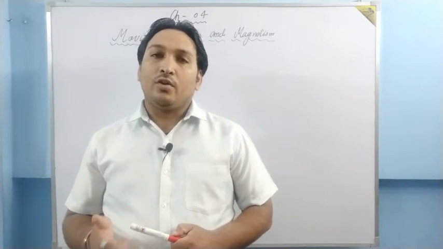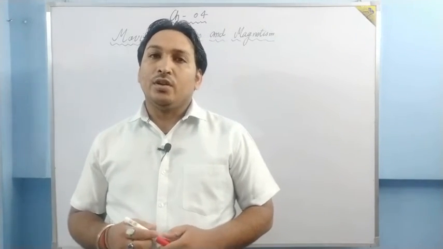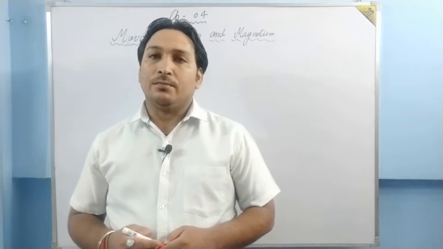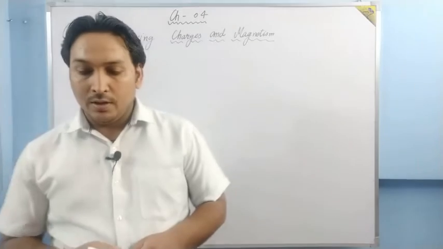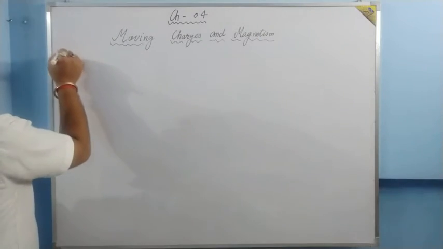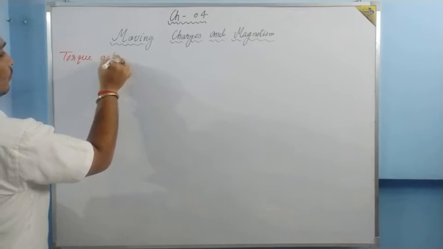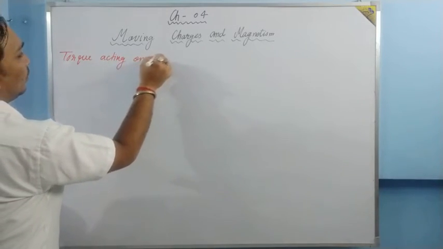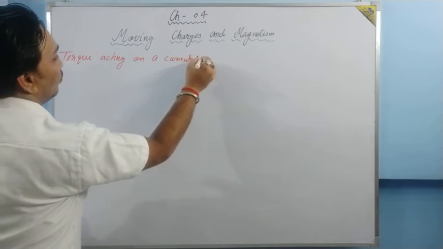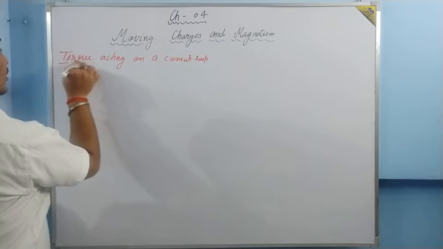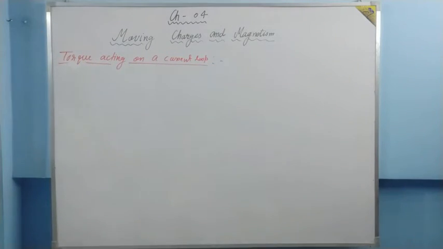So let us do that topic once again, but not as a full explanation. It is going to be a short revision. What topic am I talking about? I am talking about torque acting on a current loop. Basically that loop is in a uniform magnetic field. Okay, let us discuss this topic.